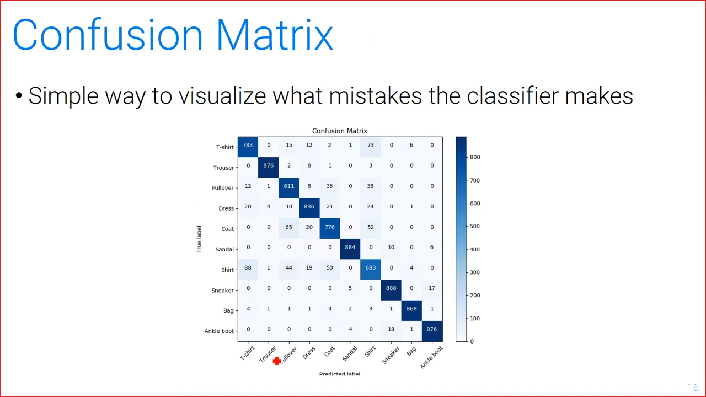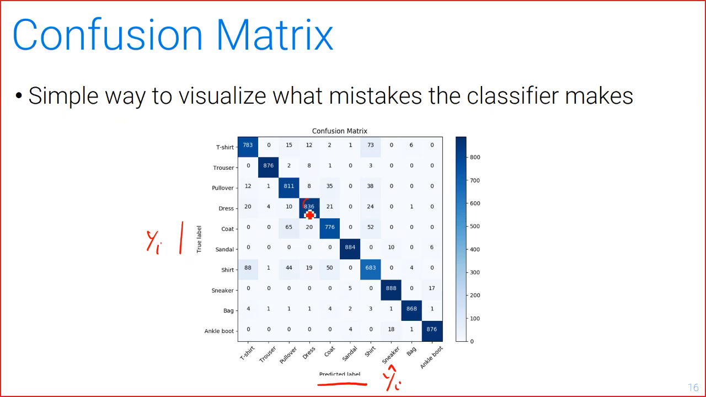Another way of looking at a classification problem is the confusion matrix. Here we have a classifier that tries to correctly identify different clothes in pictures, I believe. On the x-axis we have the predicted label, and on the y-axis we have the true label. So this is what the model should have predicted, and this is what the model is predicting. Ideally, the model should have all instances along the diagonal.